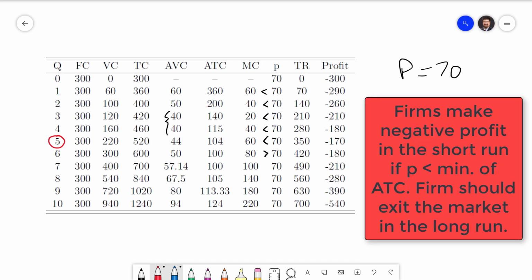If we compare the price of 70 to the average total cost, we can see that the price of 70 is below the minimum point of the average total cost. In this case, that was 100. That's a quick way to see that we are going to have to take a loss here.